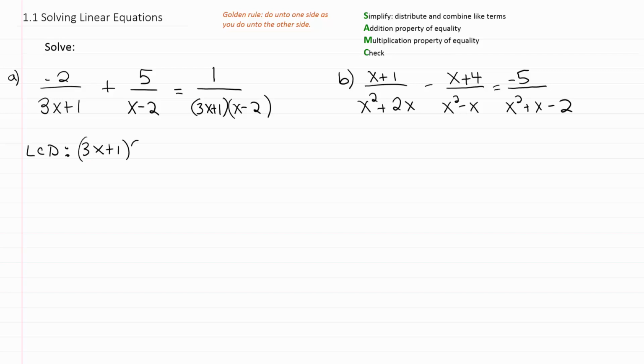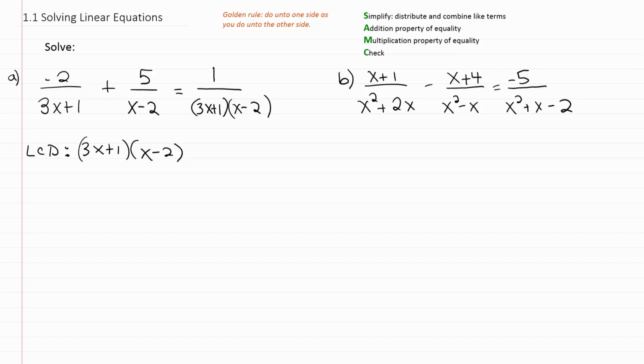So 3x plus 1 times x minus 2, for example. And if we had those to any particular power, we would look for the largest power that we have for any one of those factors. But they're all to the first power, so we're just going to leave it as 3x plus 1 times x minus 2. And since all the denominators are factored, that's really all there is there. If we multiply every fraction by that LCD, we'll be able to clear the fractions and have an equation that's free of rational expressions. All right, so let's go ahead and try to do that.